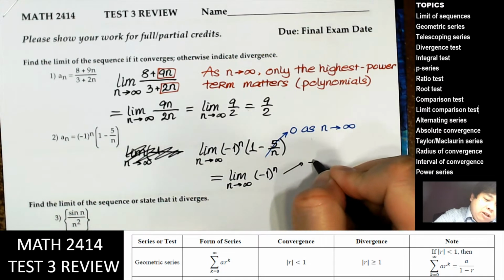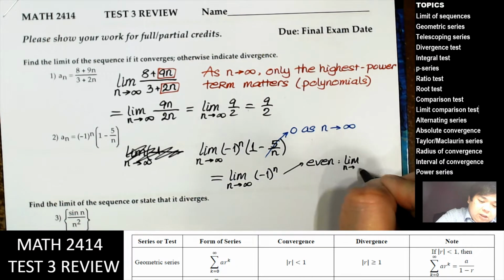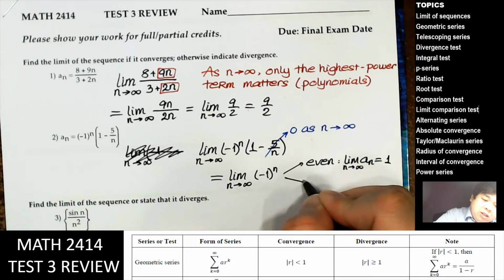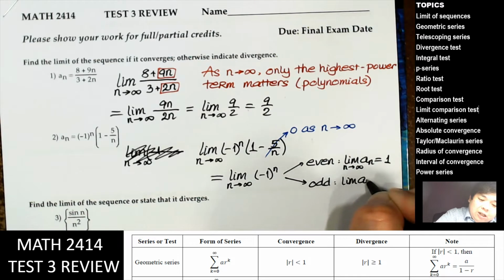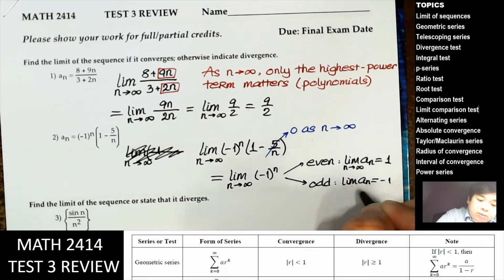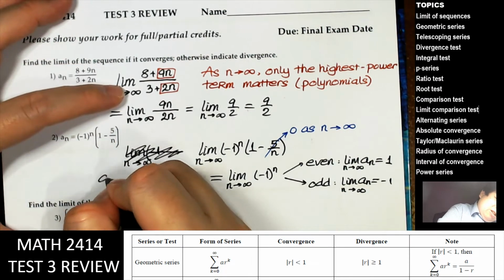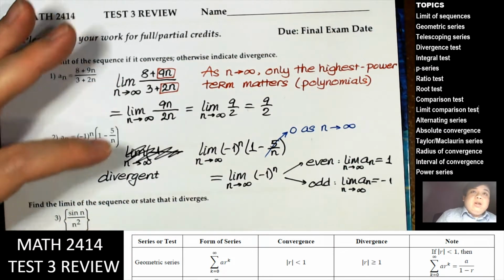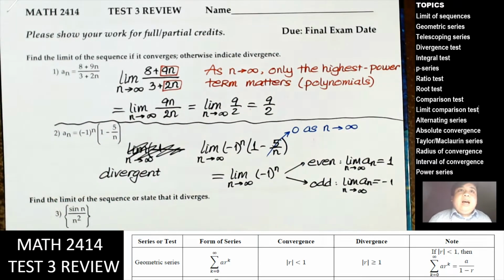So if it is even, then the limit is equal to 1, and if it is odd, it is equal to -1. Because those values are not the same, this one is divergent. The limit is divergent. Right, and that is that.